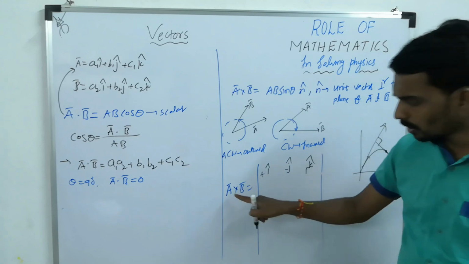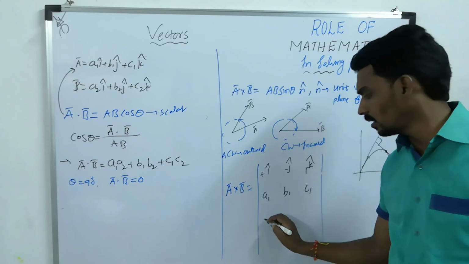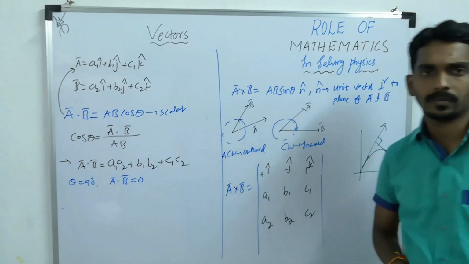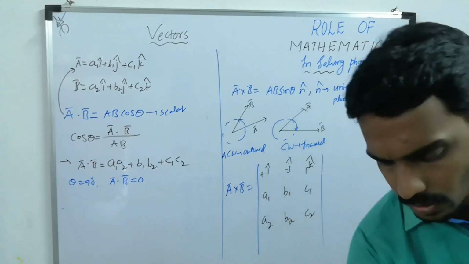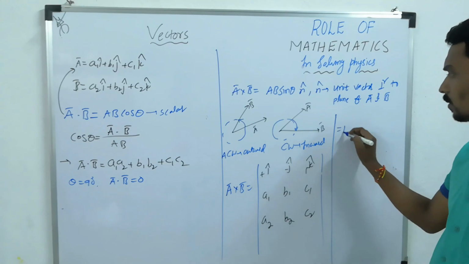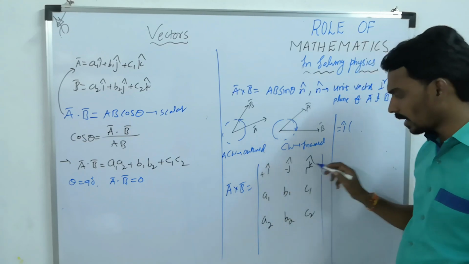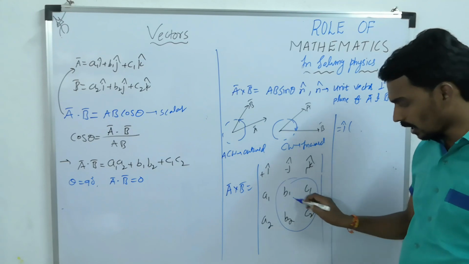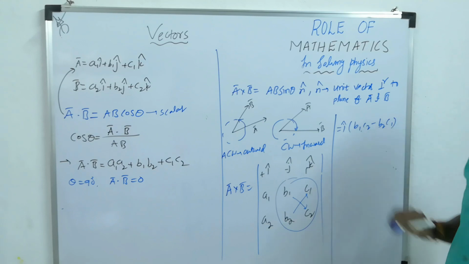The second row should be the coefficients of A bar, like A1, B1, C1. The third row should be the coefficients of B bar, A2, B2, C2. Then how to expand this one? First you have to find the I coefficient. If you want to find the I coefficient, remove the row and column related to I, then this will remain. Cross multiply it: B1 C2 minus B2 C1.